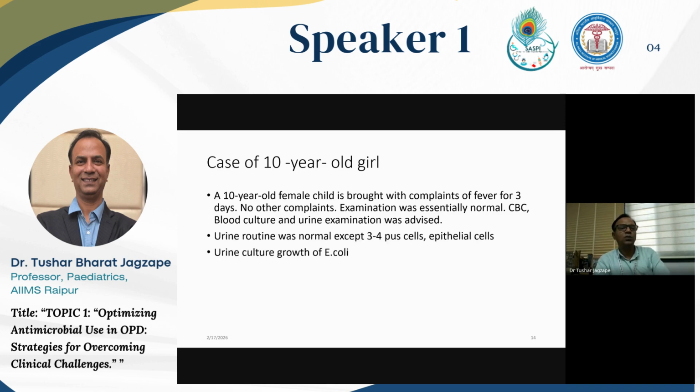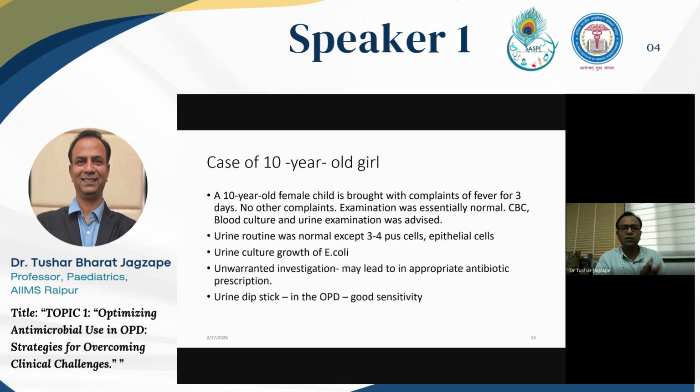Next, please. So the urine routine was normal except for 3-2 pus cells, and there were a few epithelial cells per high power field, and urine culture showed growth of E. coli. So this is a very common scenario where the urine examination was not warranted in this case because the patient did not have any symptoms suggestive of urinary tract infection. But still it was sent, because many times in children we do not get any specific findings. But then interpreting the urine reports or results is very, very difficult.